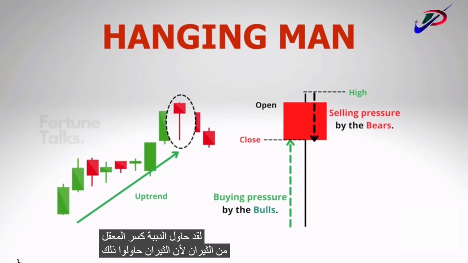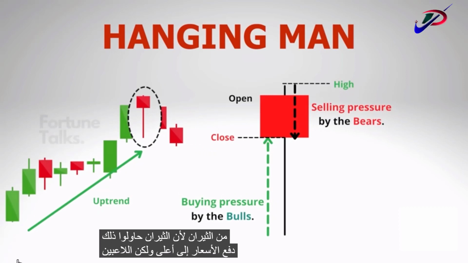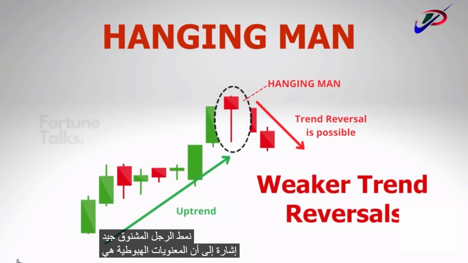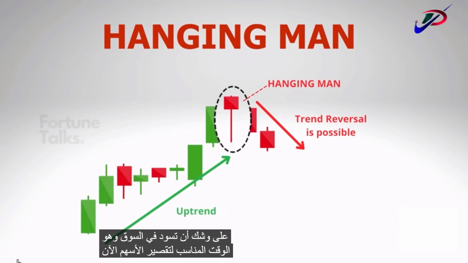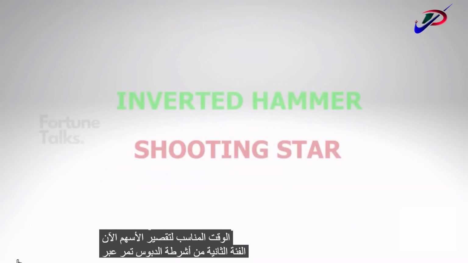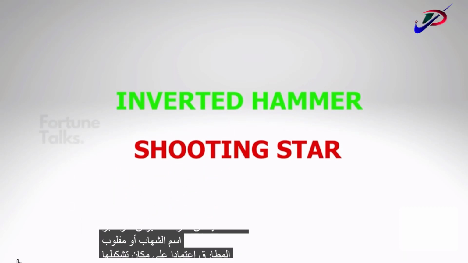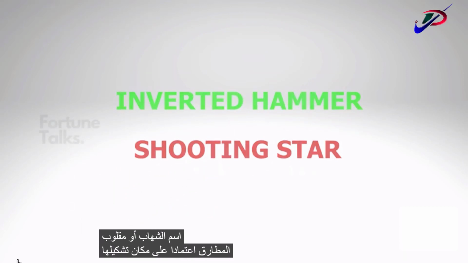The bulls tried to push the prices higher, but the bears managed to bring in so much selling pressure that the price closed closer to the open price, creating a small real body. There is a high probability that the market trend would reverse, and the hanging man pattern is a good indication that bearish sentiment is about to prevail in the market, and it is a good time to short the stocks. Now the second category of pin bars goes by the name of shooting star or inverted hammer, depending on where it is formed on the chart.